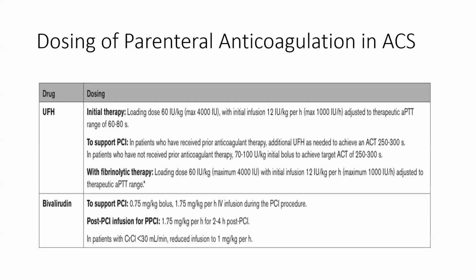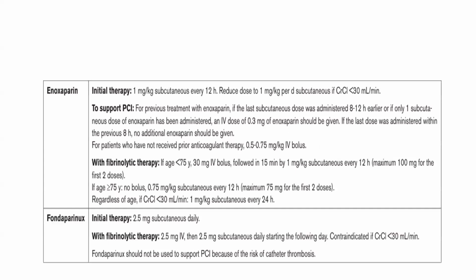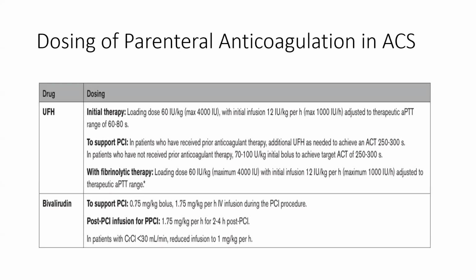Now about anticoagulation. For anticoagulation, we can use unfractionated heparin, bivalirudin, enoxaparin and fondaparinux. If you're planning to use unfractionated heparin, then the loading dose is 60 units per kg, maximum 4000, and the infusion is 12 units per kg per hour, maximum 1000 international units per hour. For bivalirudin, for PCI, the bolus is 0.75 mg per kg and the infusion is 1.75 mg per kg per hour.